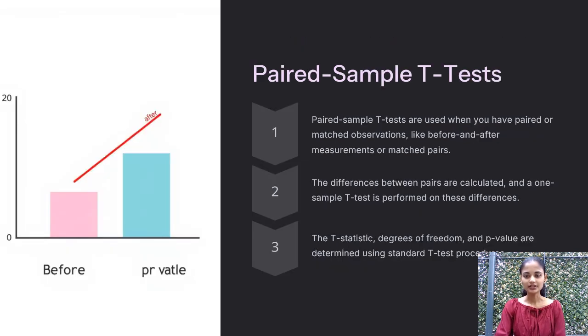Paired sample t-tests. There are three. First one, paired sample t-tests are used when you have paired or matched observations like before and after measurements or matched pairs. Second one, the differences between pairs are calculated and a one sample test is performed on these differences. Third one, the t-statistic, degrees of freedom and p-value are determined using a standard t-test.